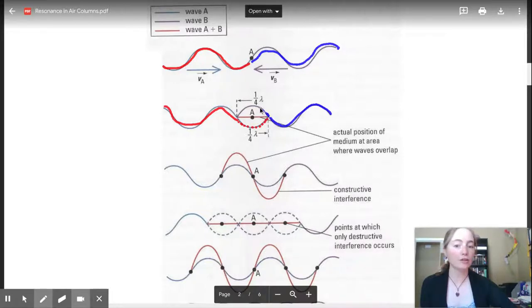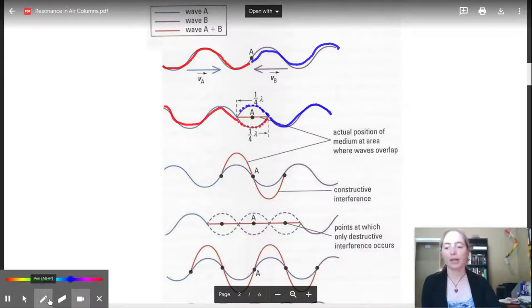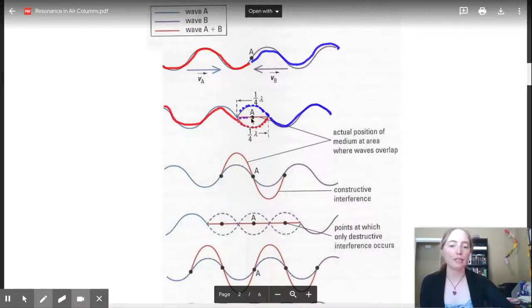Normally, if there was no other wave, the blue wave would be there. But look here. We now have two waves that are out of phase. So with our purple wave, we are going to have destructive interference, so we are going to have no wave there. They're going to cancel each other out at point A.